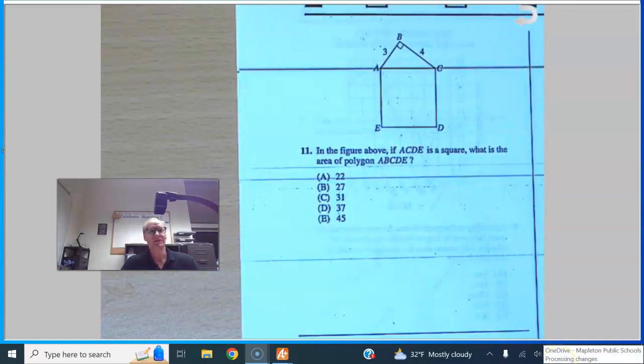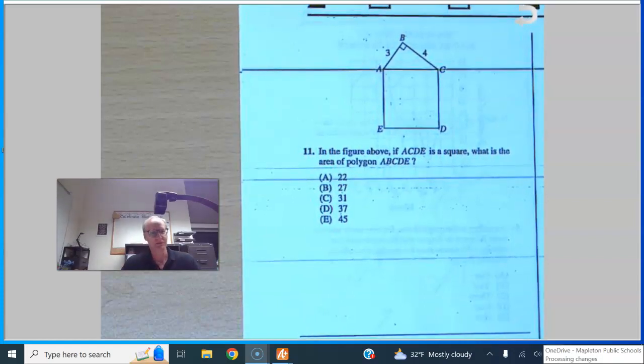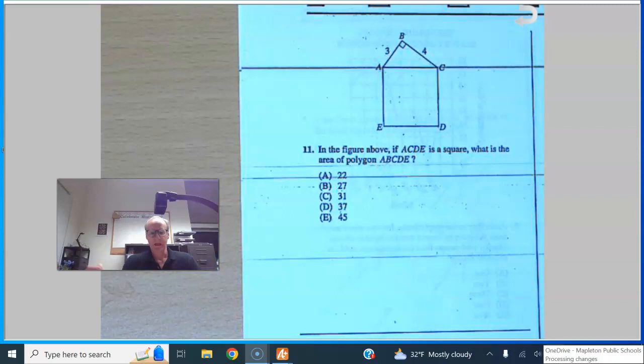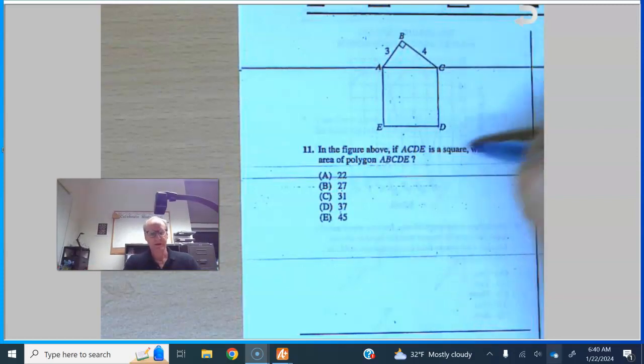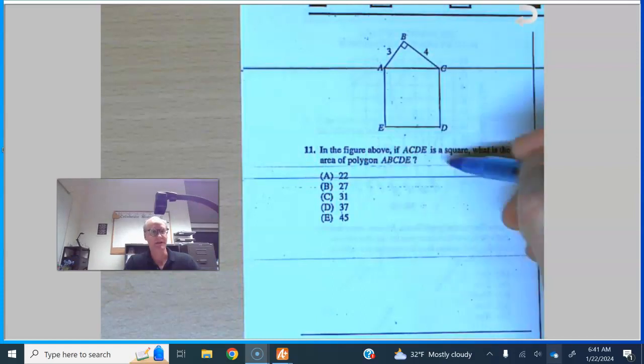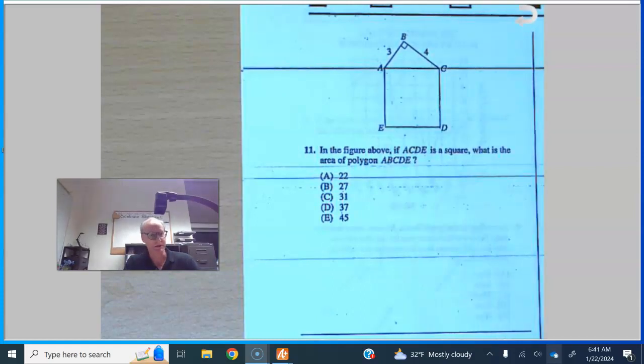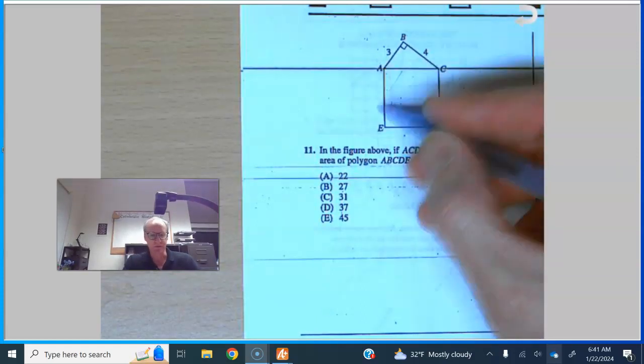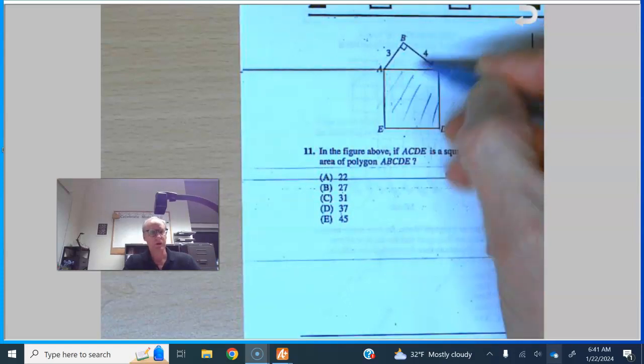Everybody, we are going to do numbers 11 through 20, and I'm going to try and make it as fast as I can because we want to keep it under a minute each. We want to find the area of the entire polygon ABCDE, which happens to be a pentagon. It includes this square and this triangle, and this happens to be a right triangle.